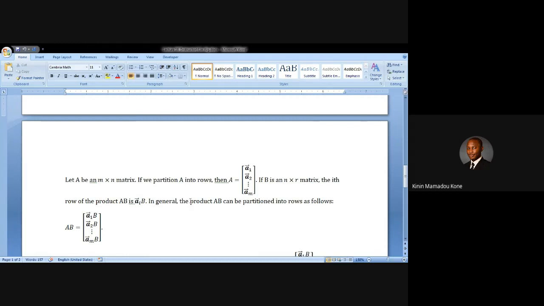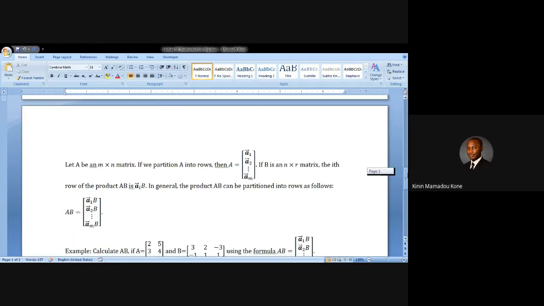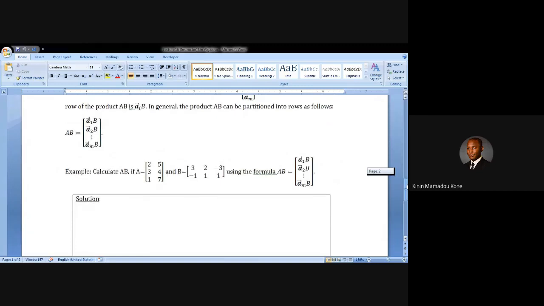Now we can generalize that the product AB can be partitioned as follows. A times B is the row vector A1 times the matrix B, A2 times the matrix B, all the way to AM times the matrix B. So let's see an example of that.